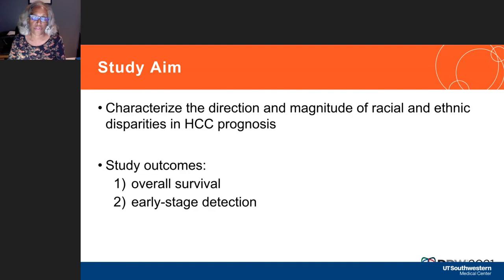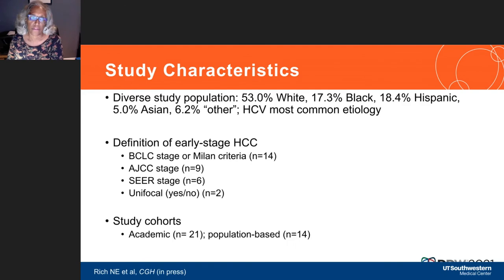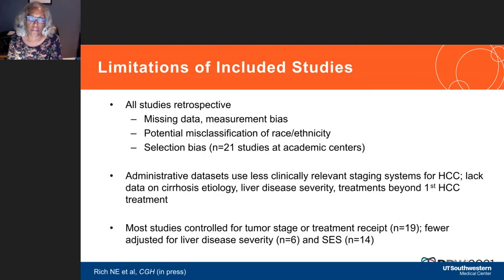The overall aim for this study was to characterize the direction and magnitude of racial and ethnic disparities in HCC prognosis, using study outcomes of overall survival and early stage. The study characteristics included a diverse study population in which there was 17% Black, 18% Hispanic, 5% Asian, and HCV was the most common etiology of HCC. The definition of early stage hepatocellular carcinoma used a variety of criteria, and the study cohorts were both academic and population-based. Since this was a retrospective study, there were certain limitations.